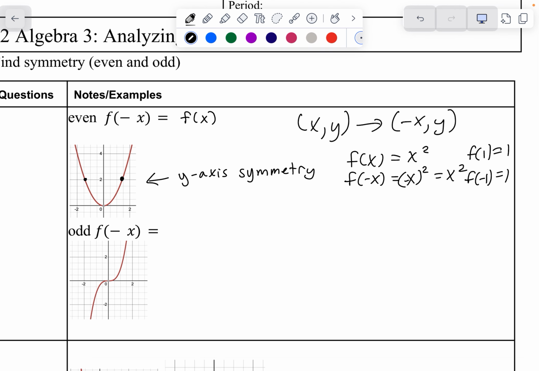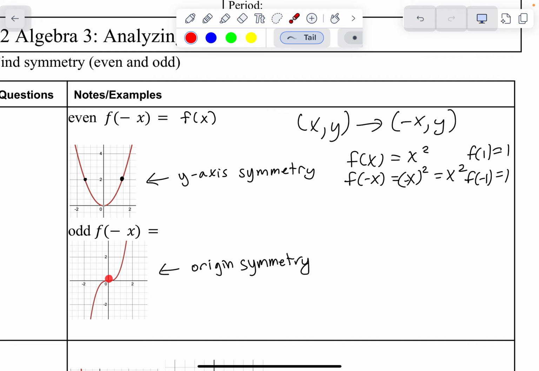An odd function has what's called origin symmetry. What I think of with origin symmetry is I can put a push pin in the center, and like it's a pinwheel, I can spin it 180 degrees, and it will look exactly like when I started. So I think of sticking a pin in the middle, and if I rotate it 180 degrees, there's no change. You can also think of it as a flip over the y, flip over the x. That's another way to think about it.